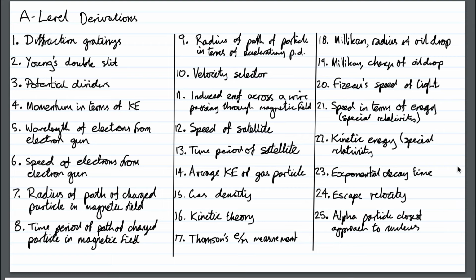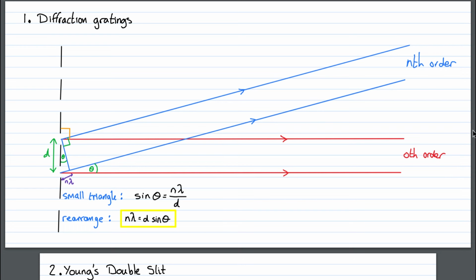So let's get started with number 1, diffraction gratings. I start by drawing a diffraction grating, just simply as an array of slits, and I look at two adjacent slits, and I consider two paths, the 0th order path for rays of light, and then the nth order. And for the nth order, every point along these rays, we still have the rays in phase with each other, which means that they must still be in phase along this blue line here, which means that this extra bit, this path difference, has to be an integer multiple of lambda.